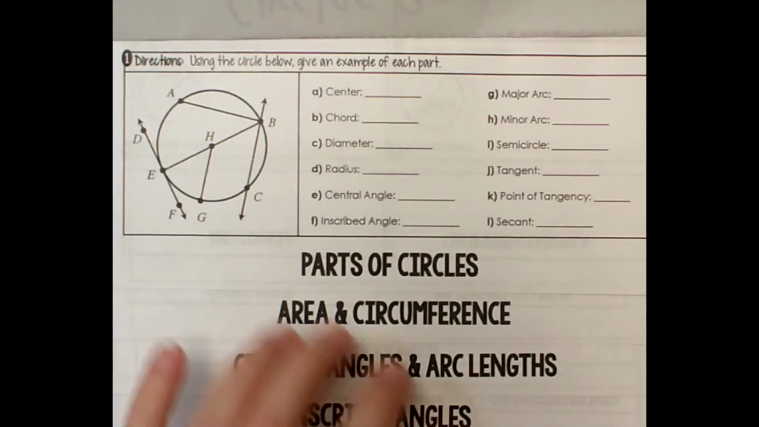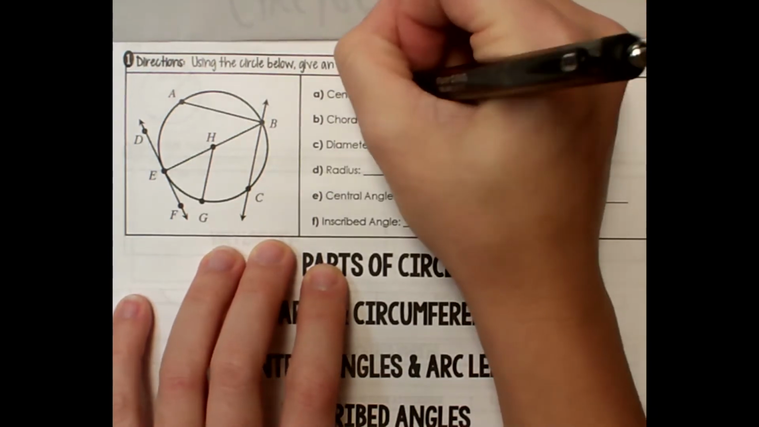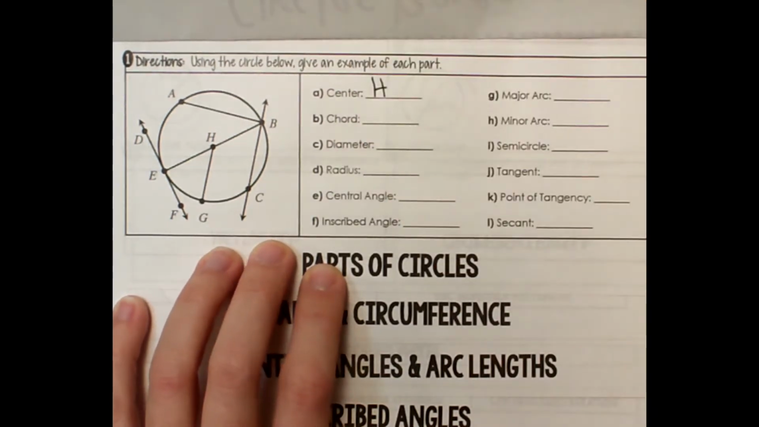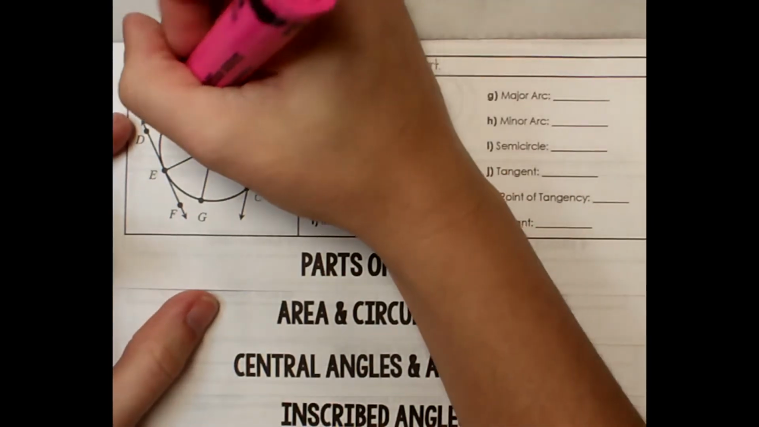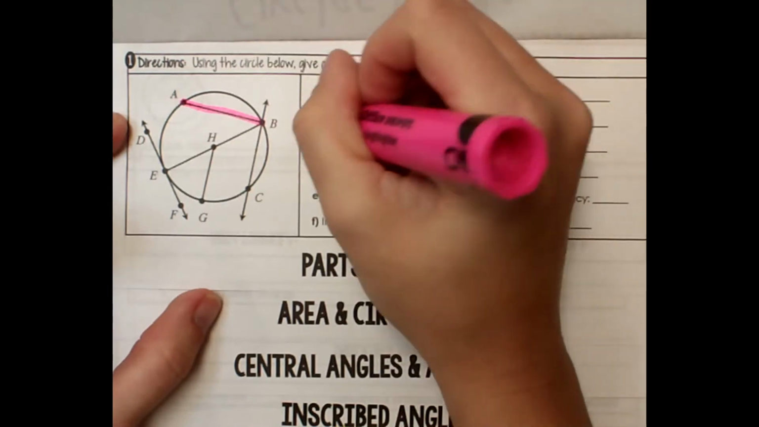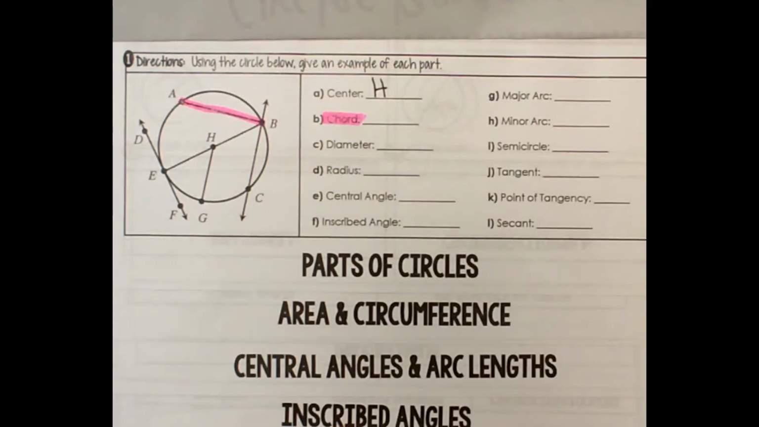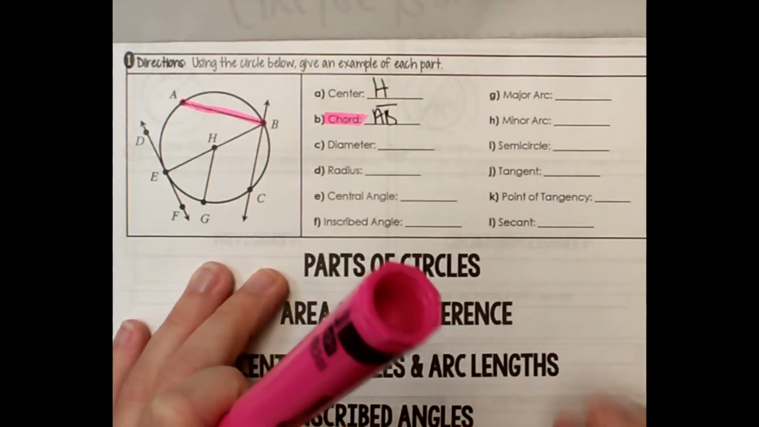So our center, if you look, the point of our center is H, so it has a center H. A chord. A chord is a segment that goes from one point on the circle to another point. So that right there is a chord. It's a line segment, so it needs to be labeled like a line segment.